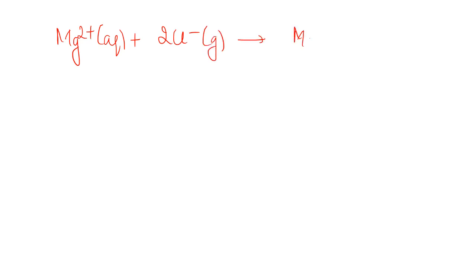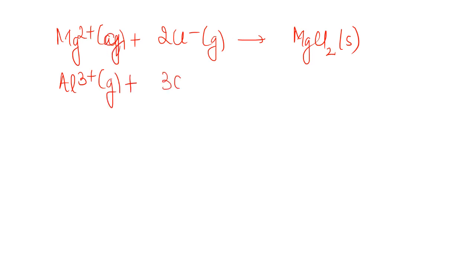Take one more example. In case of magnesium, the magnesium 2 plus ion combines with 2 Cl minus ions to give MgCl2 solid. Yes or no? In case of aluminium, aluminium 3 plus, not aqueous, I meant gas, combines with 3 Cl minus gas to form AlCl3 solid. This is lattice energy.